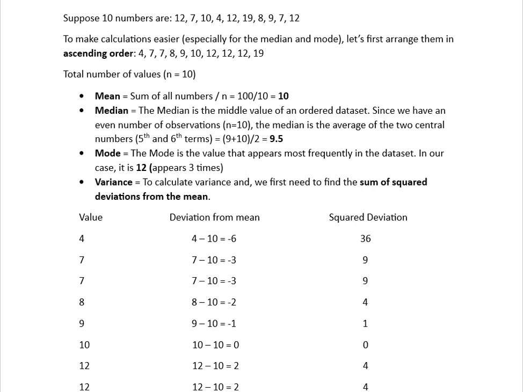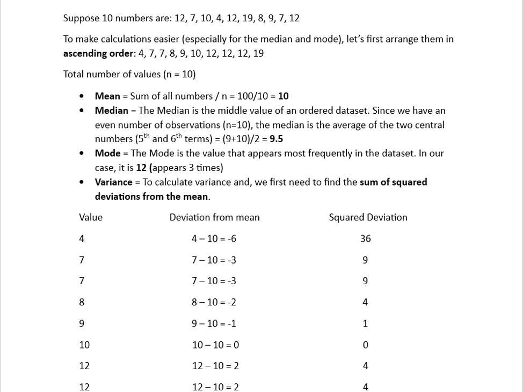Median. The median is the middle value of an ordered data set. Since we have an even number of observations, n equal to 10, the median is the average of the two central numbers, the fifth and the sixth terms. If I exclude the first four terms and the last four terms, then the two middle terms are the fifth and sixth. To find the median, the data should be arranged in ascending order. The two middle terms in our case are 9 and 10, so median is equal to (9 plus 10) divided by 2.